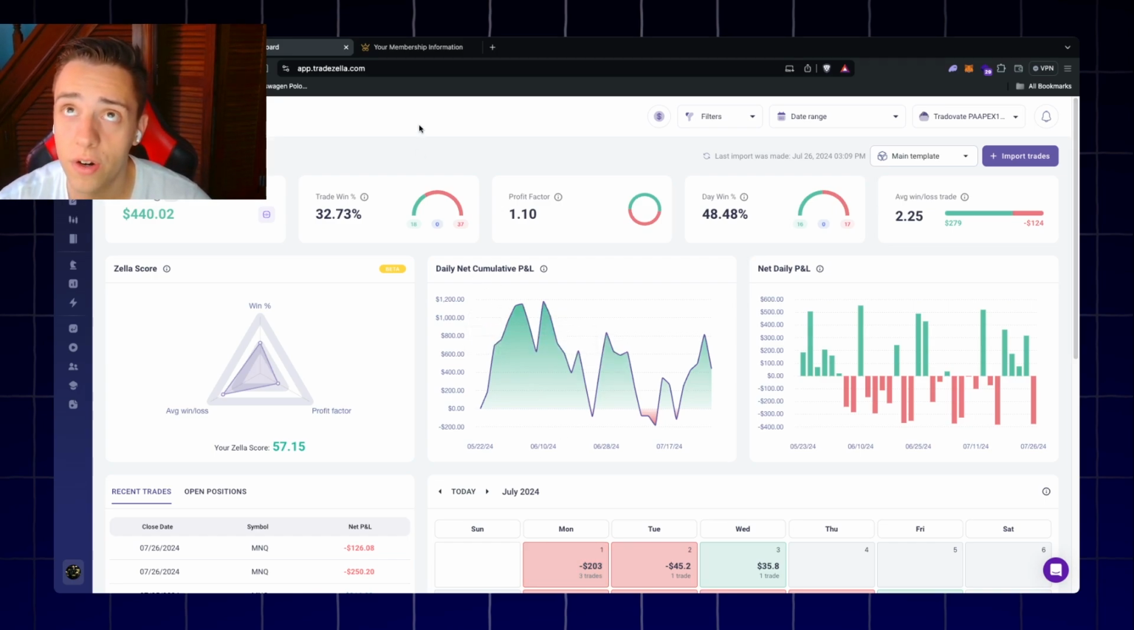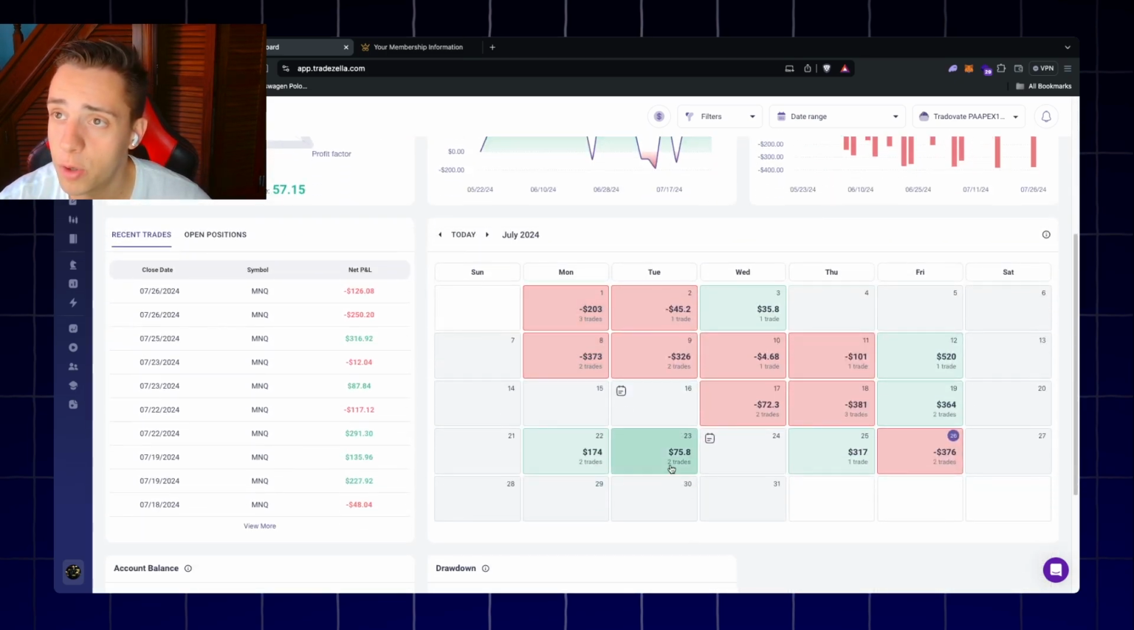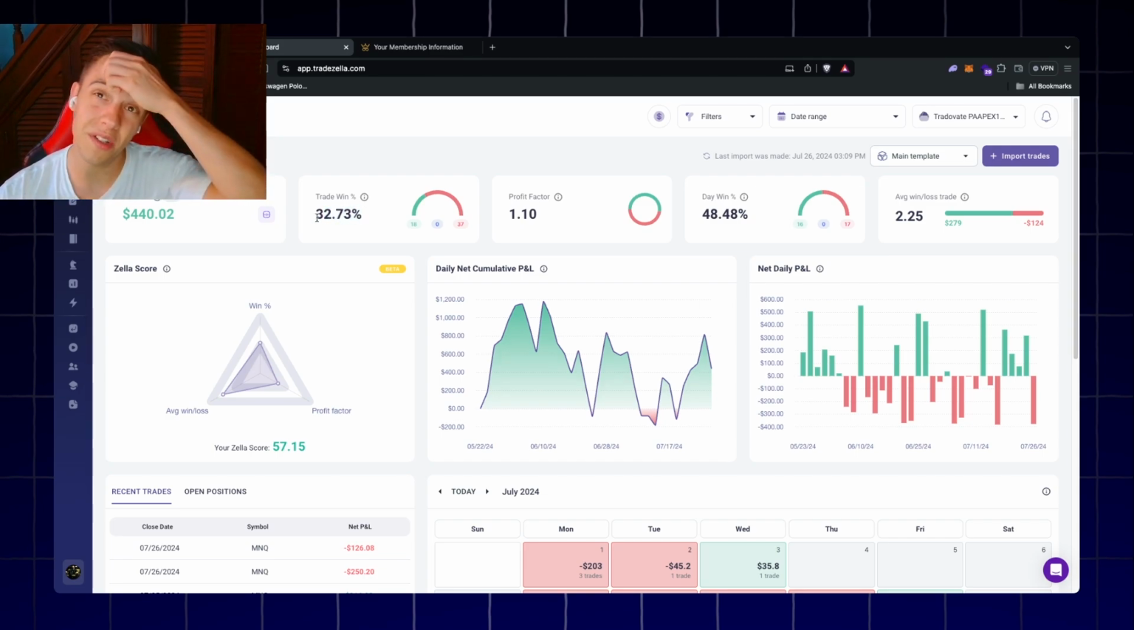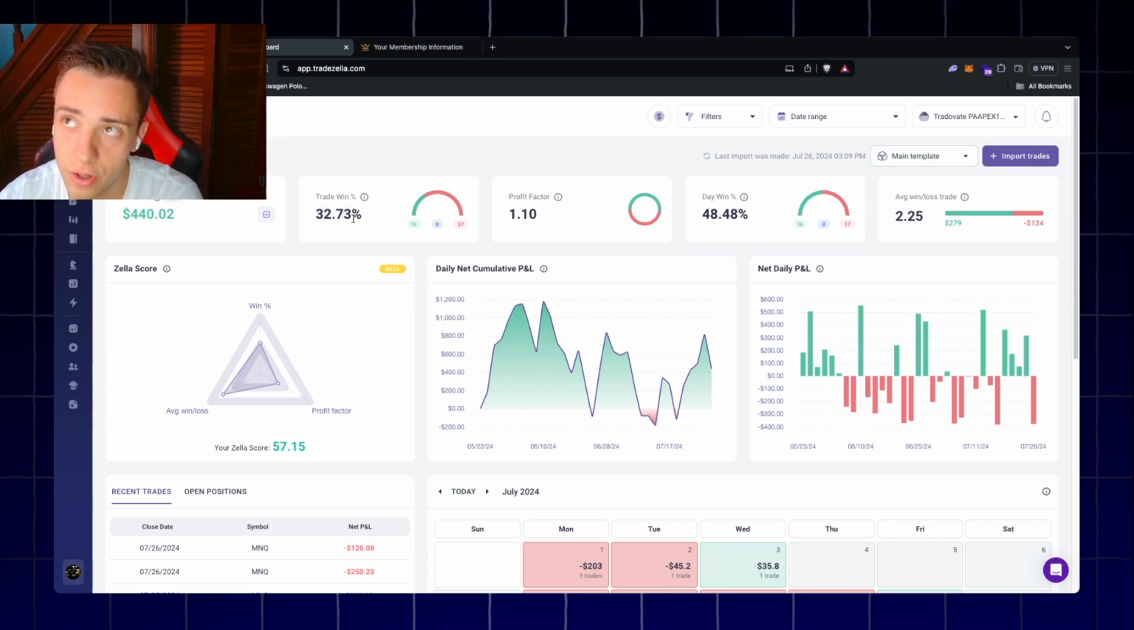If we go here to my TradeZella dashboard, you'll be able to see my trades for this week and my trades for last week as well. So we ended up this week up, what's this, maybe $170. This is our current win rate. This was at 30% at one point, so I'm definitely executing better. This is our day win percentage, profit factor, and our average win to loss trade.